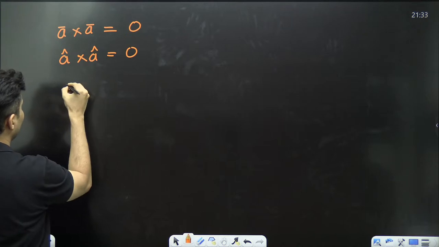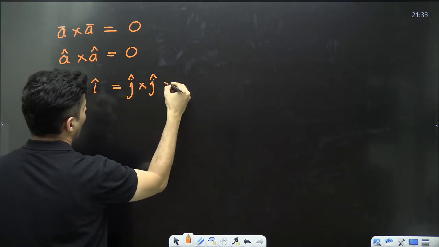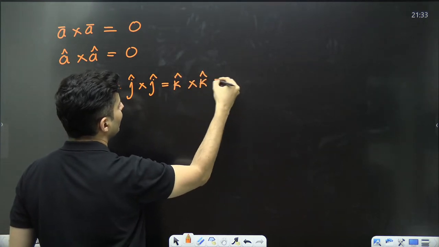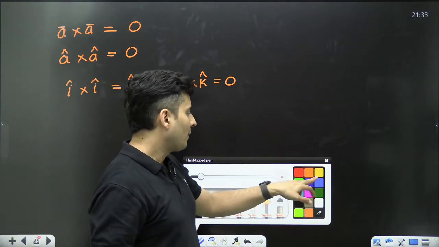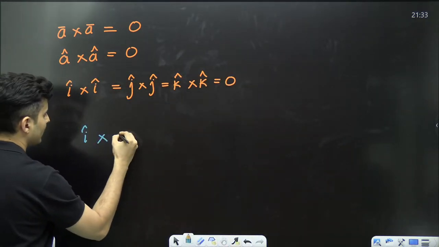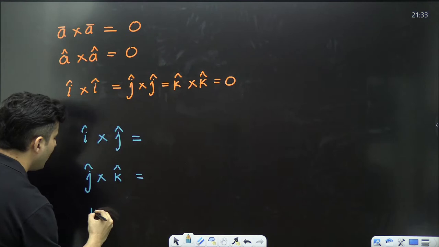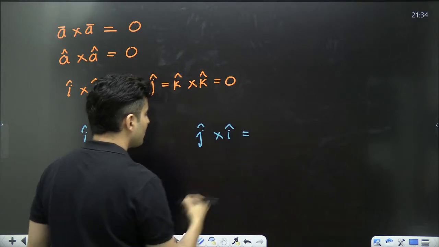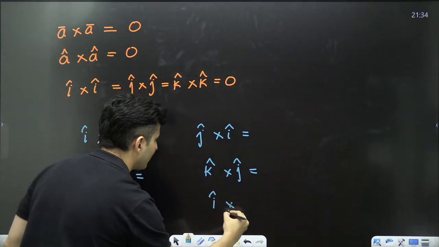Very good. Can you think and tell me I cross I, J cross J, and obviously K cross K? It will also be a big fat 0, guys. Great. But then what about I cross J, J cross K, K cross I, then J cross I, then K cross J, and then I cross K?